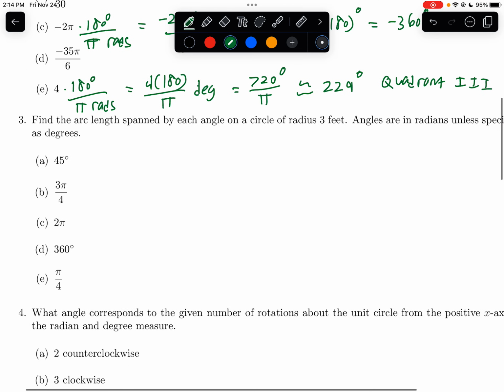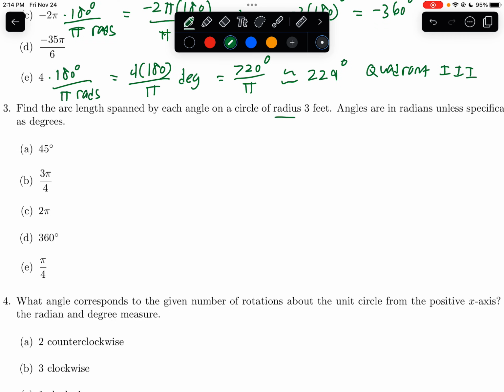Okay. And then for question 3, find the arc length of each angle span on the circle of radius 3. So it's a fixed radius for each of these. So for part A, you have to convert this into radians first. If you multiply by the conversion, pi radians over 180 degrees, then this is 45 pi over 180, and this is now in radians, which is pi over 4 radians.